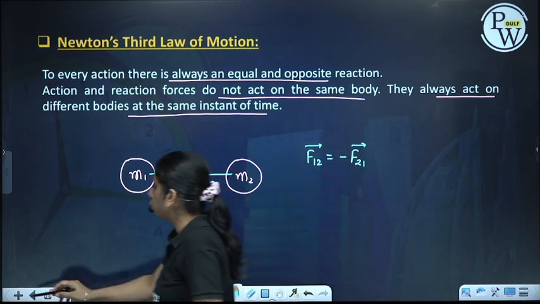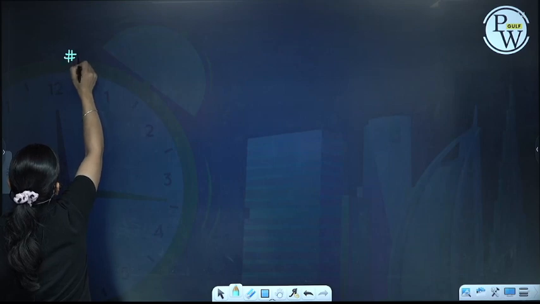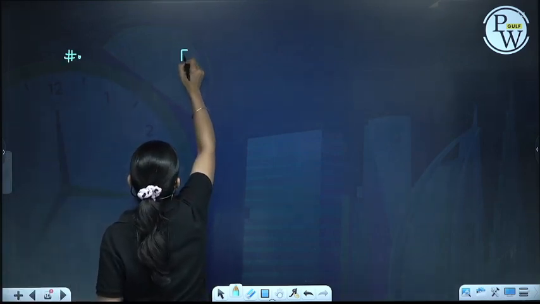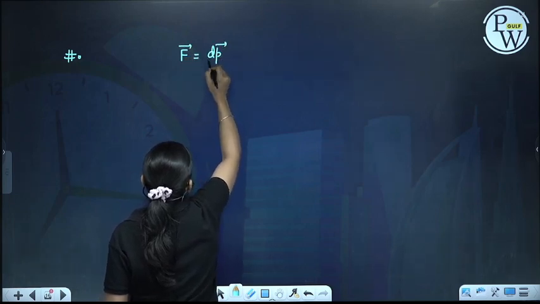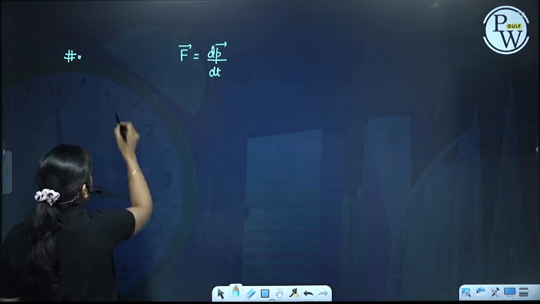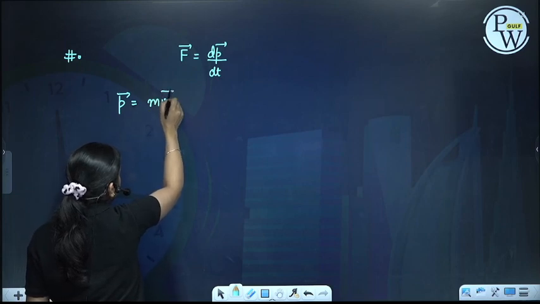Now let us discuss Newton's second law of motion more and calculate the magnitude of forces. By Newton's second law of motion, we know that force is equal to dp by dt. Now we very well know that momentum is mv.